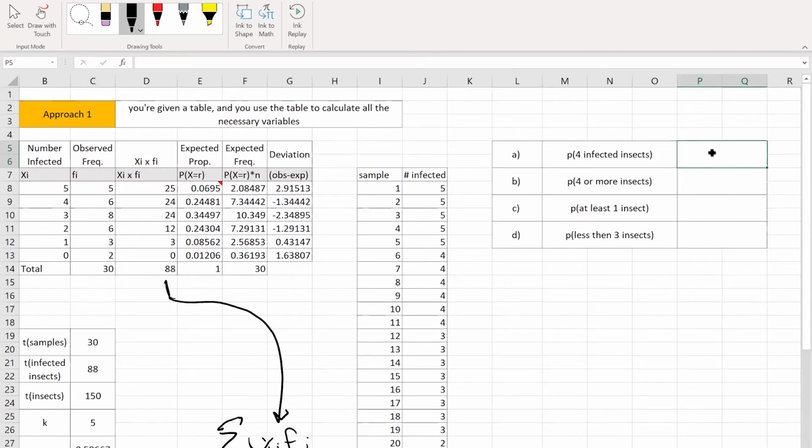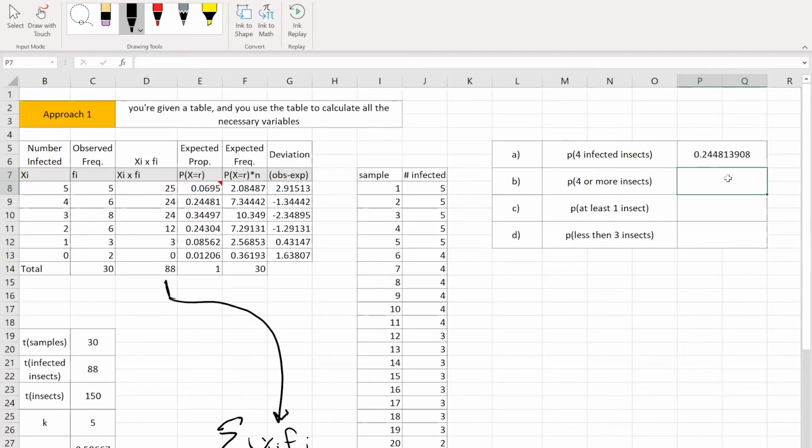Okay, so the questions I am going to ask you on quizzes and exams are going to be more probability based. So here I'm asking you, what's the probability of having 4 infected insects in a sample? Well, you could use the binom.dist function again for 4 samples, but we've already calculated it over here in the table. For 4 infected insects, we would expect to see 0.244 roughly as our proportion. That's the proportion or the probability of having 4 infected insects in our samples.